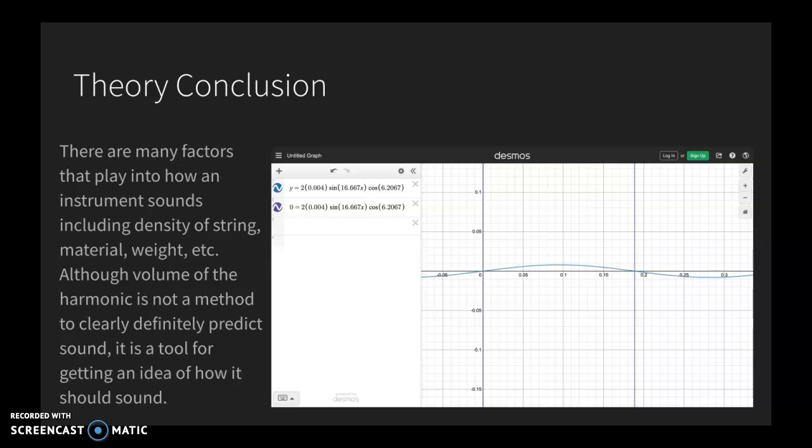even though this calculus application is not very useful, because finding the sound isn't very beneficial, because there's a lot of things that affect how a string will sound, including the material, weight, density, etc. But it is a good tool to predict how it should sound.